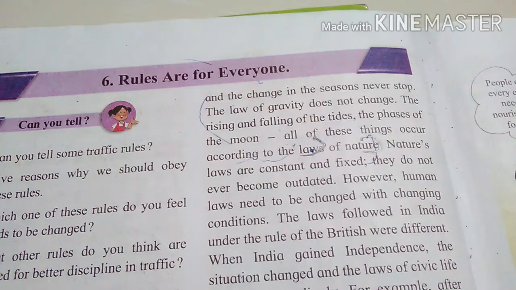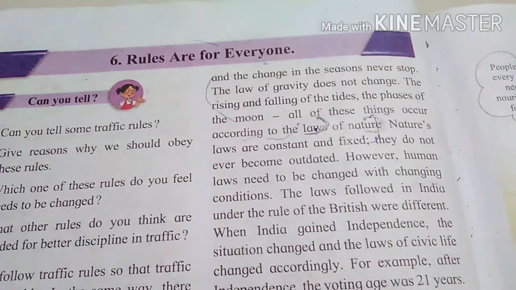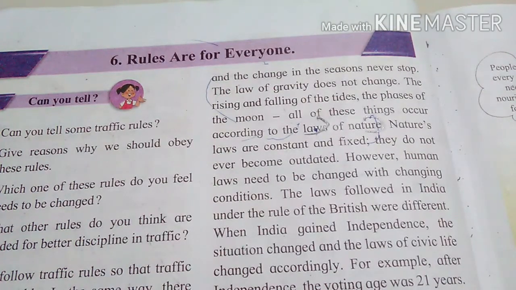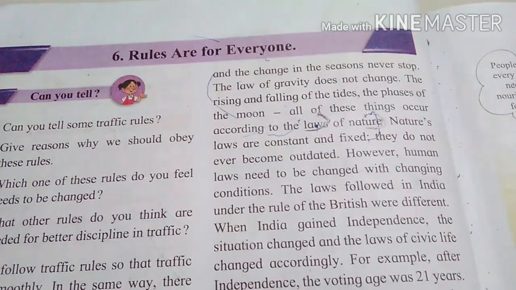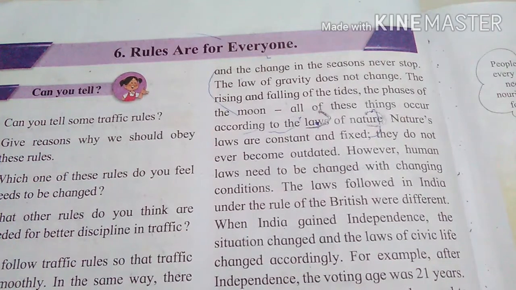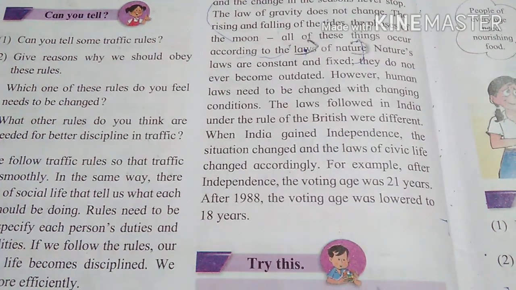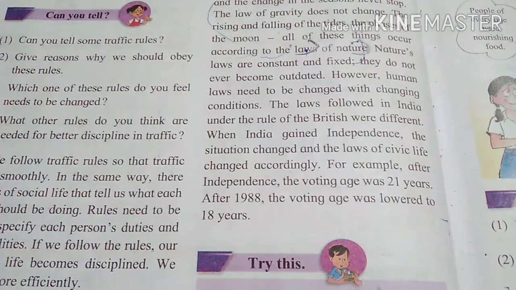Human law needs to be changed with changing conditions. Laws followed in India under the rule of the British were different. When India gained independence, the situation changed and laws of civic life changed accordingly. For example, after independence, the voting age was 21 years. After 1988, the voting age was lowered to 18 years.